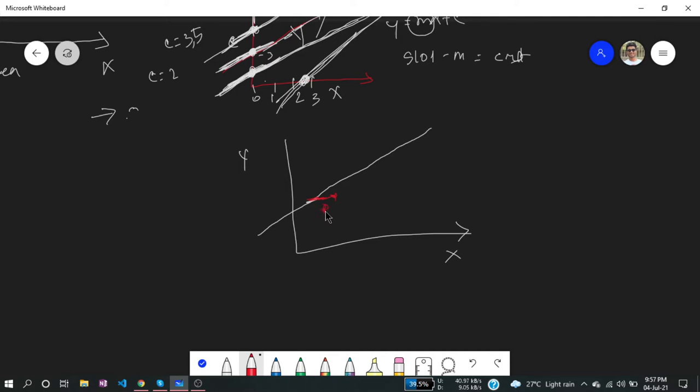Okay, this is p unit. Then what would be the change in y? So this is the change in y. Suppose this is q, right? So if I try to write that, the slope would be change in y divided by change in x. Change in y is q, and change in x is p, so this is your slope. Are you getting what I'm trying to say?